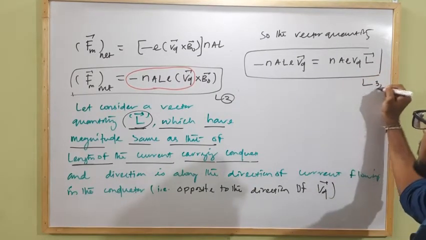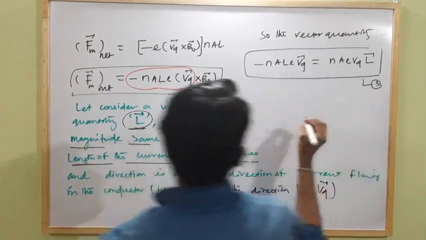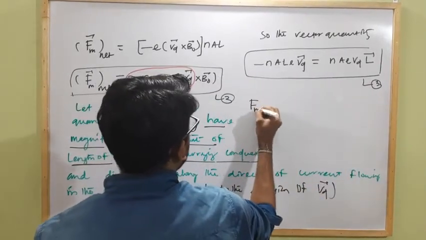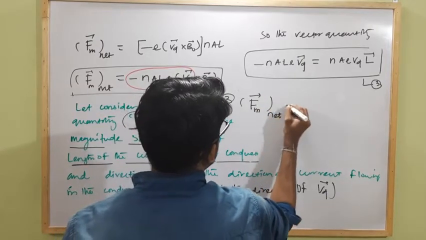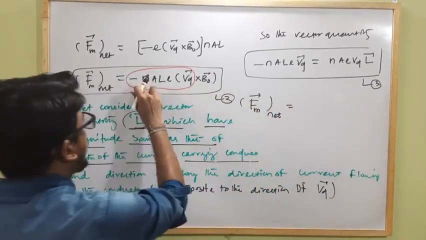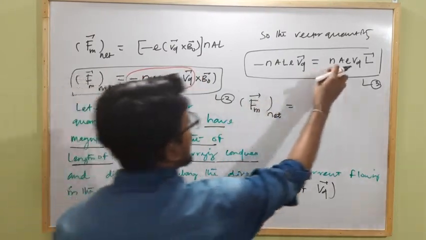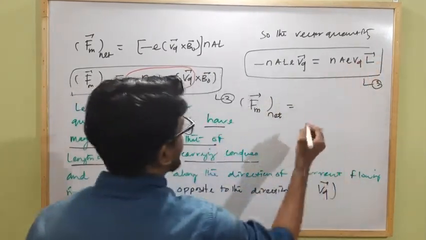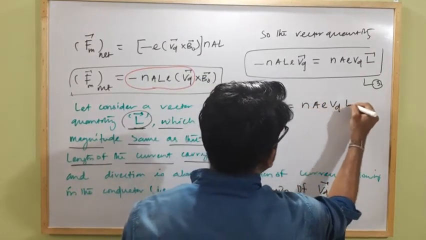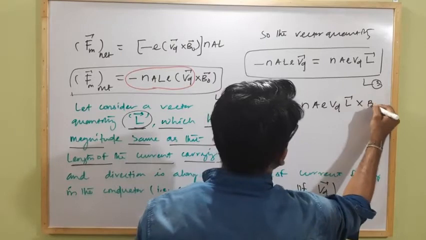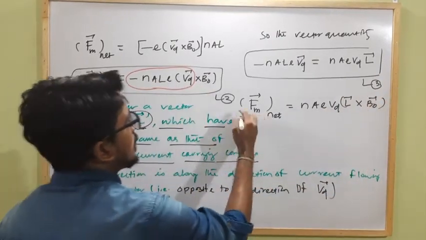Let this be equation 3. So now using equation 3 in 2, we will get what? The F net is equal to how much? In place of minus nALe Vd vector, I am writing nAe Vd L vector, equal to nAe Vd L vector cross B naught vector. This much can be written as this.